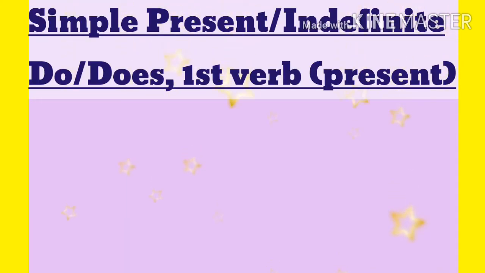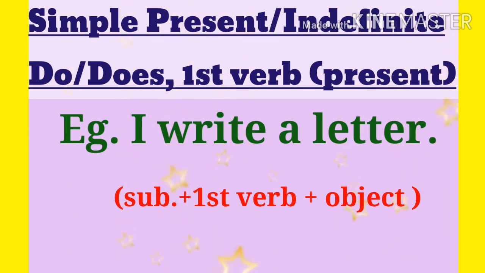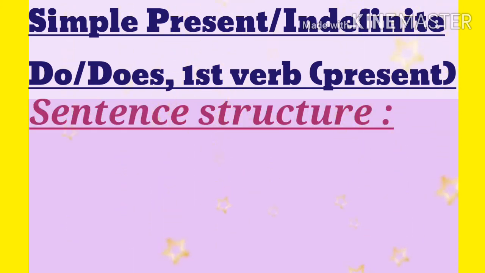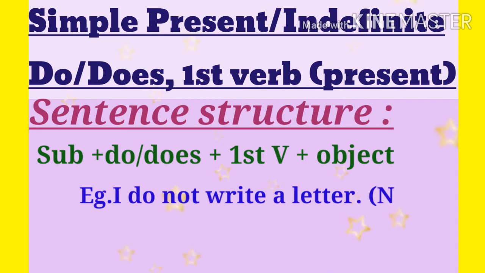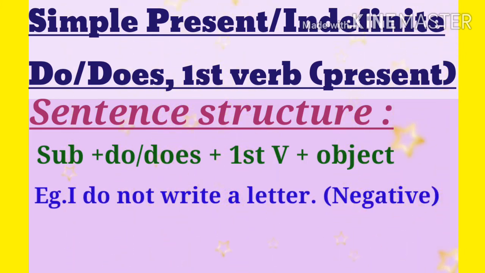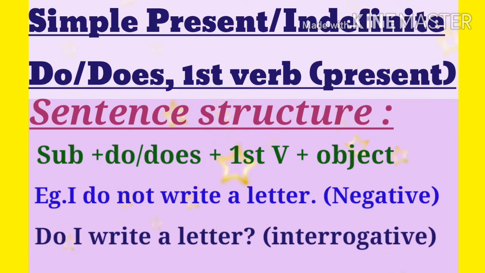See the example on your screen. I write a letter. Now in affirmative cases, the sentence structure is subject, first verb and object. Here verb write is in present tense, that is first verb, which describes that the sentence belongs to simple present tense. But in case of negative and interrogative sentences, the structure of the sentence will be subject plus do or does, first verb and object. For example, I do not write a letter as negative. In the case of interrogative, do I write a letter?